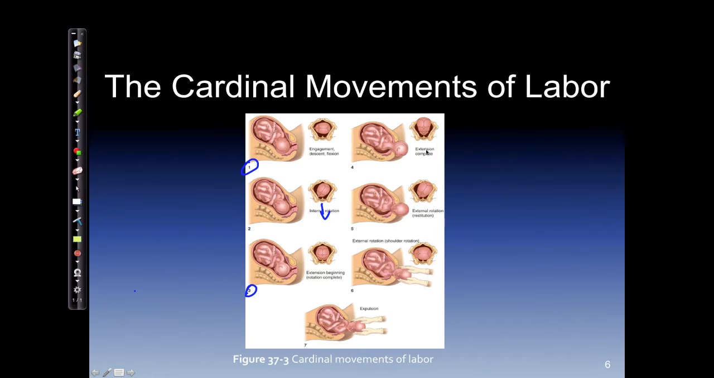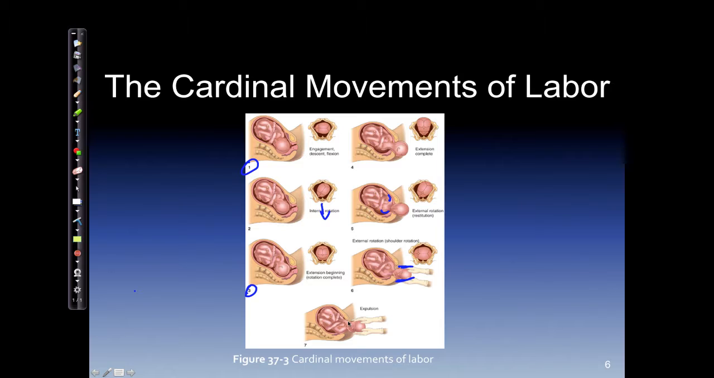Extension complete, the kiddo's head comes out. Extension, rotation, restitution. We generally require a little bit of turning, or the child turns just a little bit when trying to deliver the shoulders. This can also be facilitated by manual shoulder rotation. Support underneath the kiddo's head, and on top of it, supporting the head. And then we may actually have to assist in this area if we get shoulder dystocia.